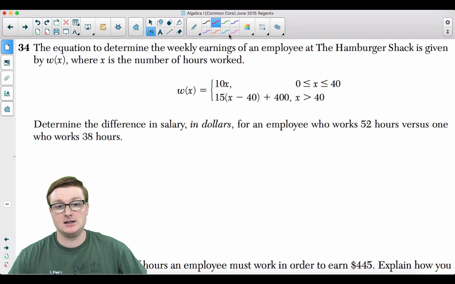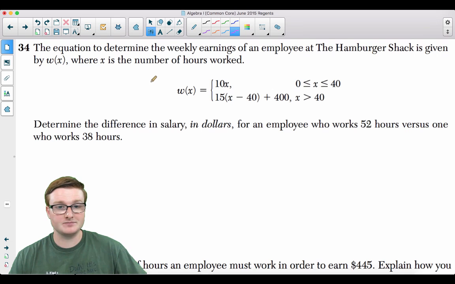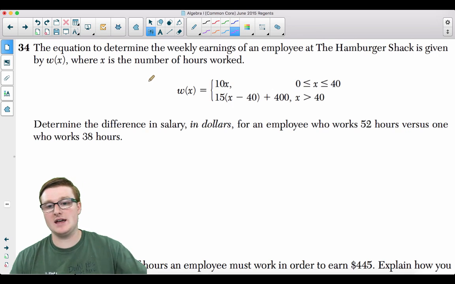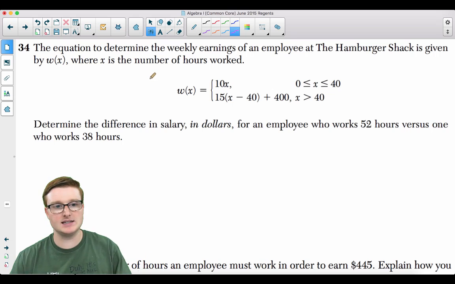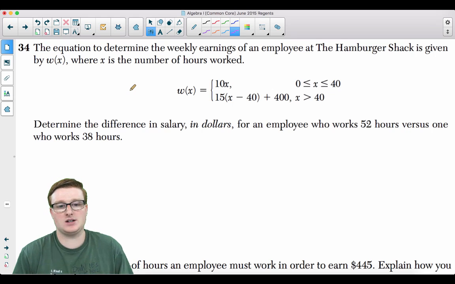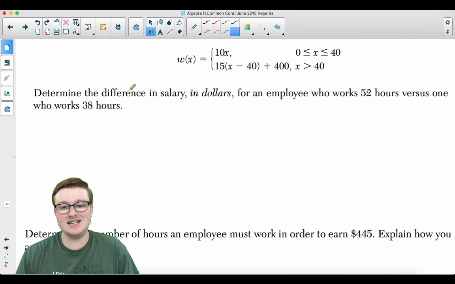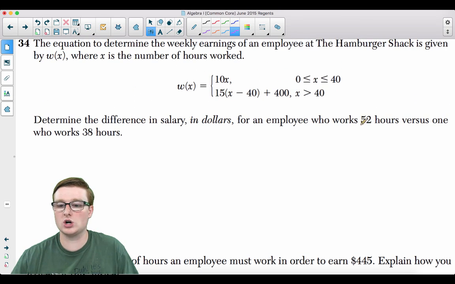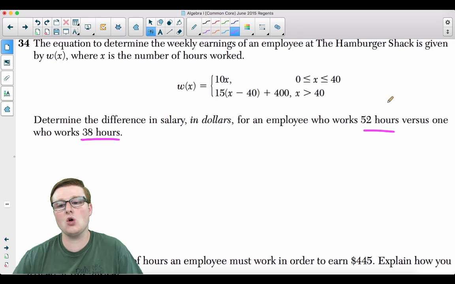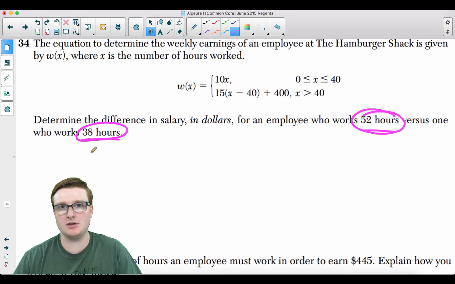Moving on. Number 34, the equation to determine the weekly earnings of an employee at the Hamburger Shack is given by W of X, where X is the number of hours worked. Determine the difference in salary in dollars for an employee who works 52 hours versus the one who works 38 hours. So they're testing your knowledge on where you plug in 52 and where you plug in 38. 52, you need to plug into the second function, and 38 goes into the first function up here.